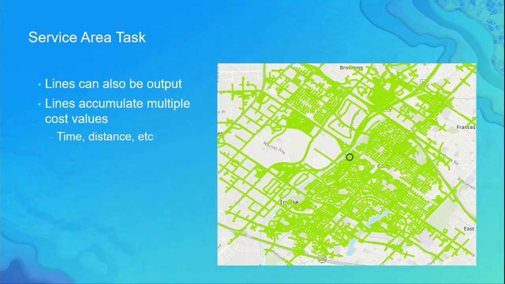Also, with the service area task, you have the option to return the lines that are actually traversed within your cutoff. So in this case, this is the exact same output as the previous solve. It's just these are the actual lines that are traversed. You can, for each of those lines, accumulate the time it takes to reach the beginning and the end. You can accumulate the distance it took to reach the beginning and the end, whatever attributes you want to have on that.